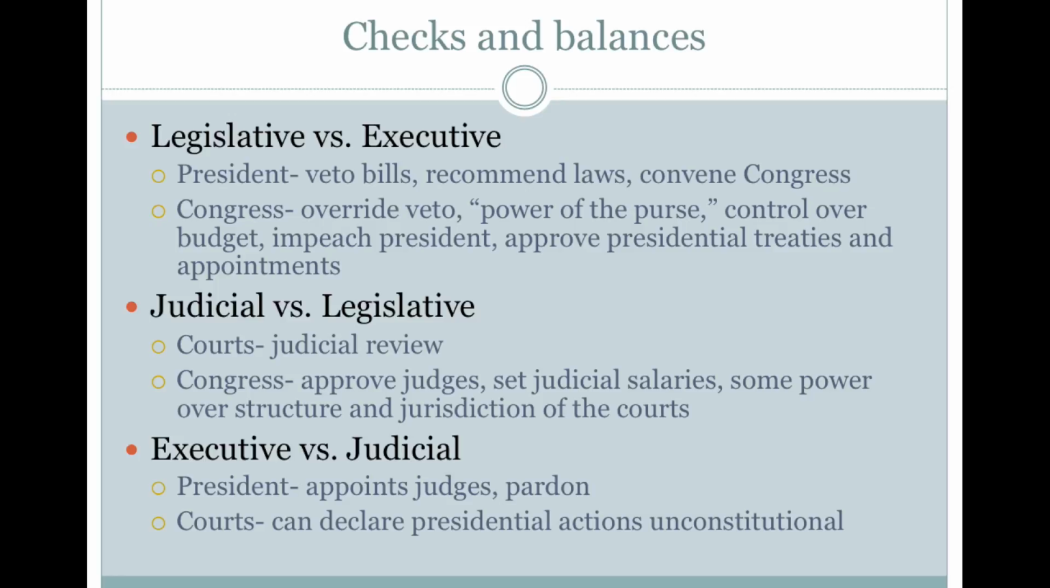Executive versus judicial. The president appoints judges and can also issue pardons. So, for instance, in 1974, President Gerald Ford granted a pardon to former President Richard M. Nixon, who had resigned just a month earlier, for any crimes he may have committed during the Watergate break-in and cover-up. This was a largely notorious pardon, but it is not uncommon for presidents to issue pardons.